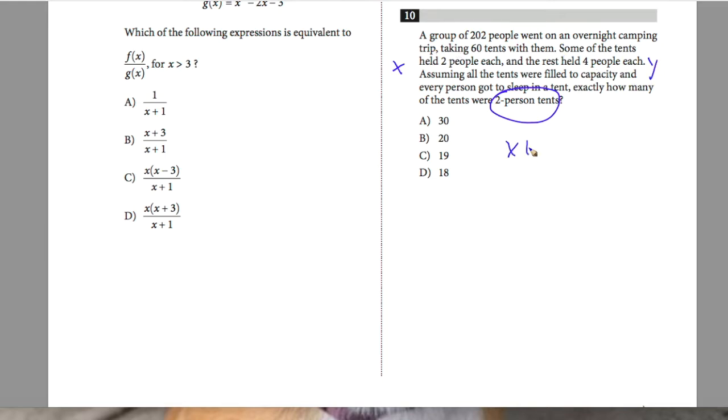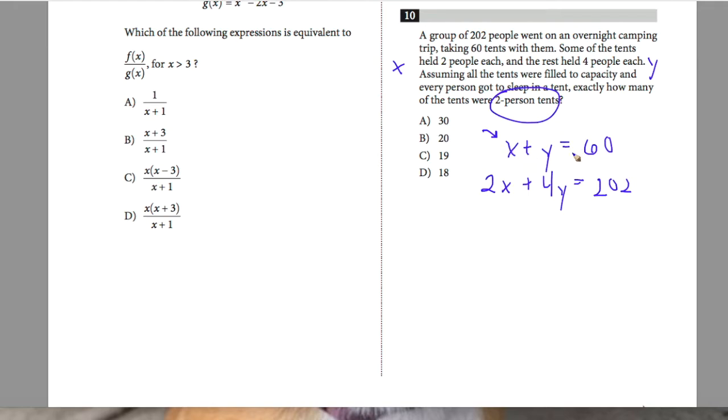Here I know that x plus y equals 60. This is my total amount of tents. And then I also know that there are 2 people per my x tents, and there are 4 people per my y tents, and altogether I have 202 people. And I want to solve for my two-person tents, which I'm labeling as x.